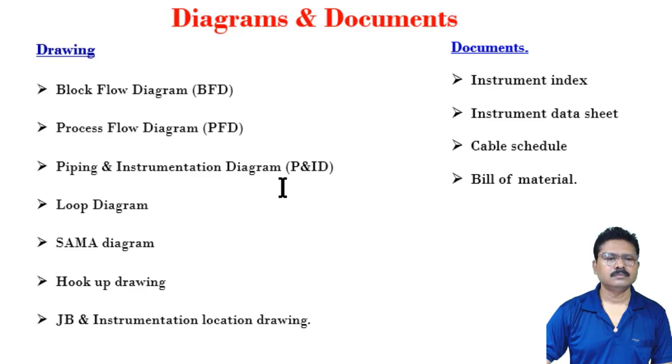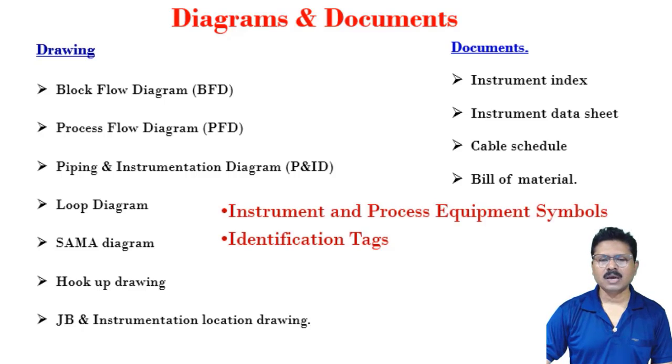P&ID diagram, this is process and instrumentation diagram. It is also called piping and instrumentation diagram. This P&ID diagram and loop diagram are most important for the whole life of the plant, from starting to design, erection and commissioning, startup, operation, maintenance, and also for any type of modification. To get knowledge about those diagrams, an engineer must know about instrument and process equipment symbols and instrumentation identification tags.